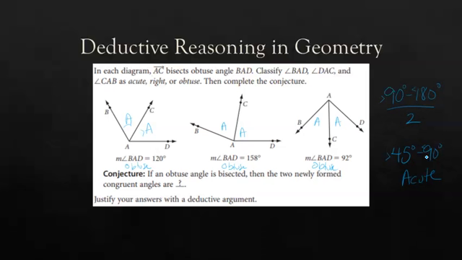That would be our justification in this reasoning. We looked at all these pictures, we saw that they were all acute, and then we used our deductive reasoning to prove why they would always be acute when you bisect an obtuse angle.